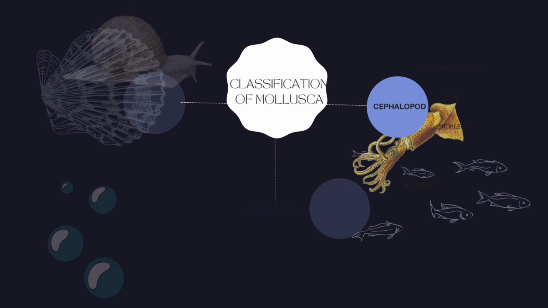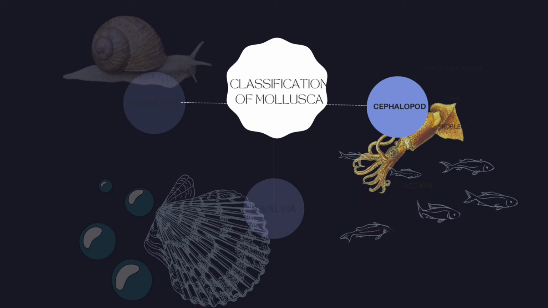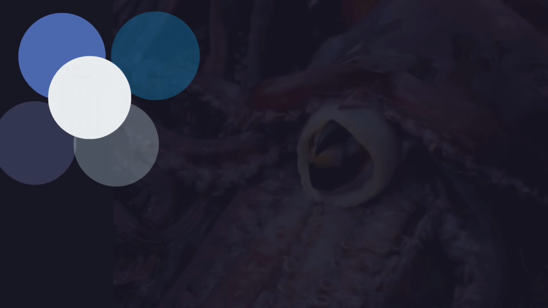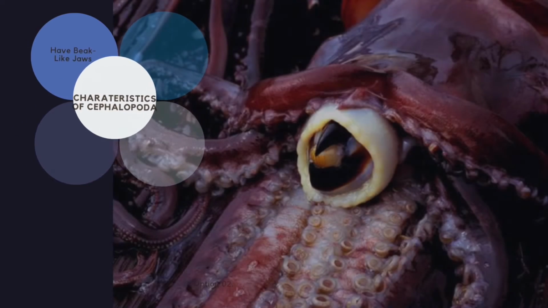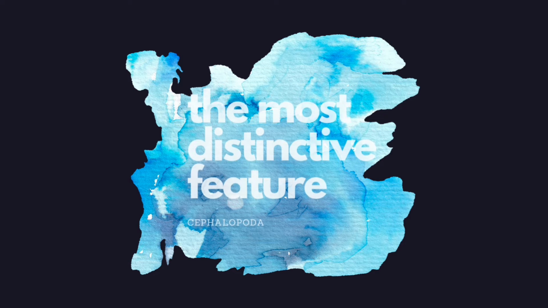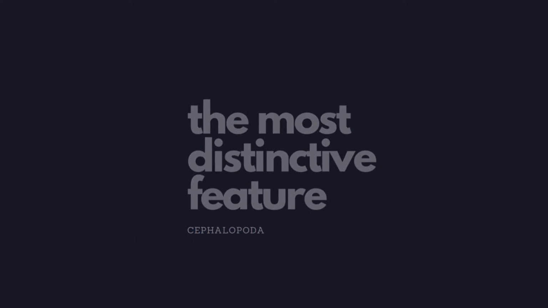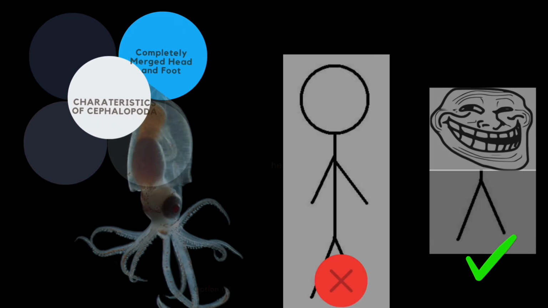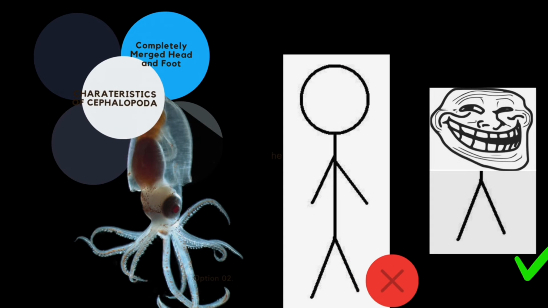The last class of mollusca we will be covering today is cephalopoda. As you can see, they have beak-like jaws. The most distinctive feature of cephalopoda is that they have a completely merged head and foot. This is how a normal human looks. But if you imagine cephalopods as a human, they only have a head connected to the legs.